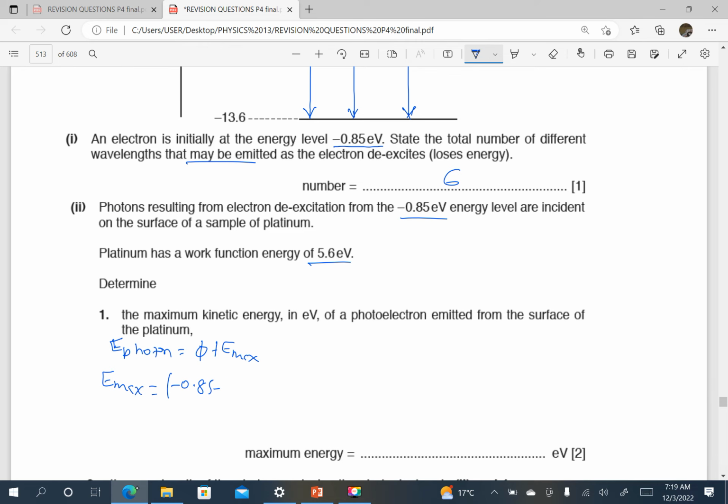negative 0.85 minus negative 13.6. This is the energy of the photon minus the work function. I just made Emax the subject from the above equation. So this will be minus the work function, which is 5.6. So this is 13.6 minus 0.85. Remember, this is minus negative. And this gives me 7.2 electron volts. So the maximum energy is 7.2 electron volts.